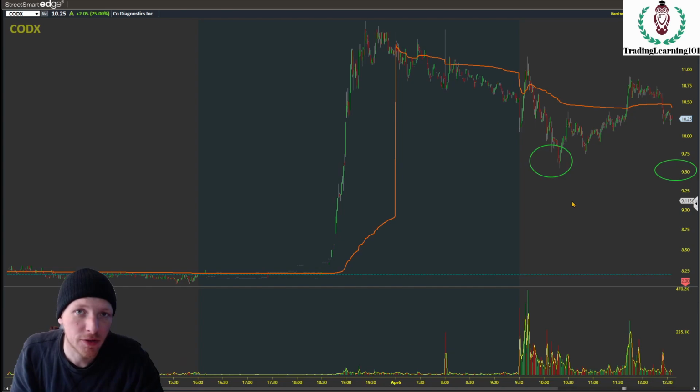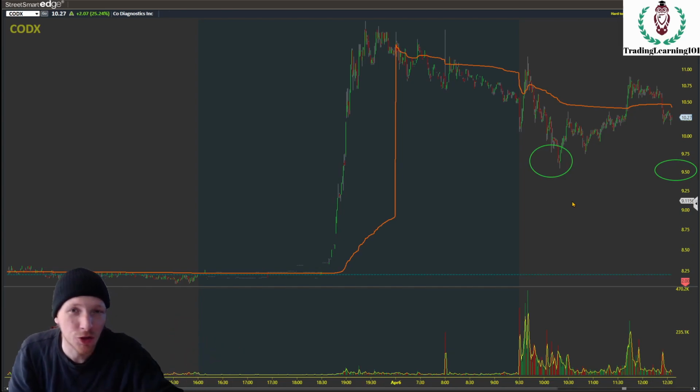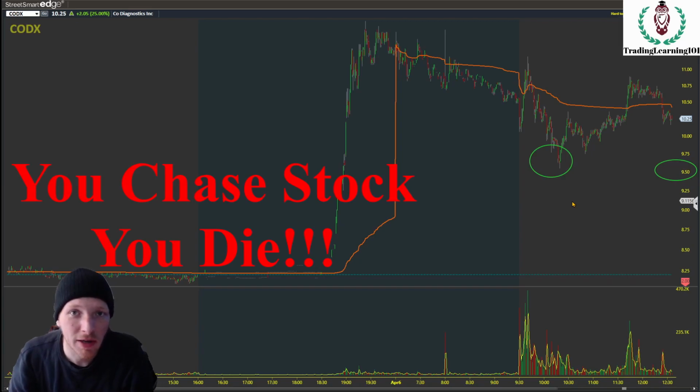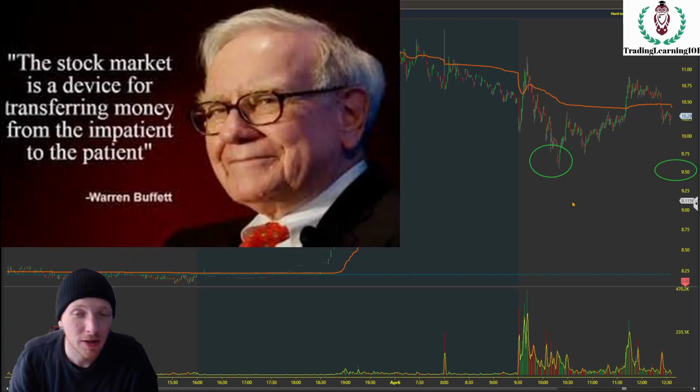If a stock breaks through a resistance line, don't chase after it. I mean, if it's your trading strategy, you can for a possible quick scalp. But I don't like to chase after stocks. Remember this saying: if you chase, you die. Cannell from Bulls on Wall Street says that a lot, and it's the truth. It's like what Warren Buffett said: the stock market is a device used for transferring money between the impatient and the patient.